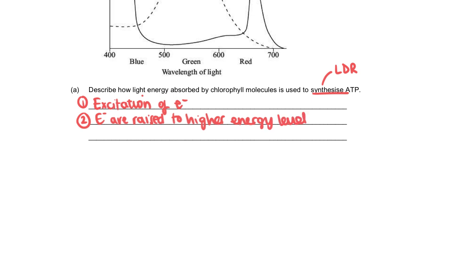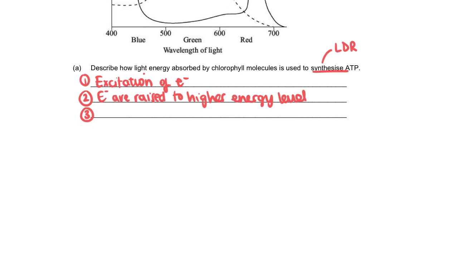We know that once they're raised to that higher energy level, they become lost from the chlorophyll and move down the electron transport chain. So electrons are emitted from the chlorophyll. These are all individual marks as well, so all you had to do was write a nice, concise series of statements, and the electrons are transported down the electron transport chain.